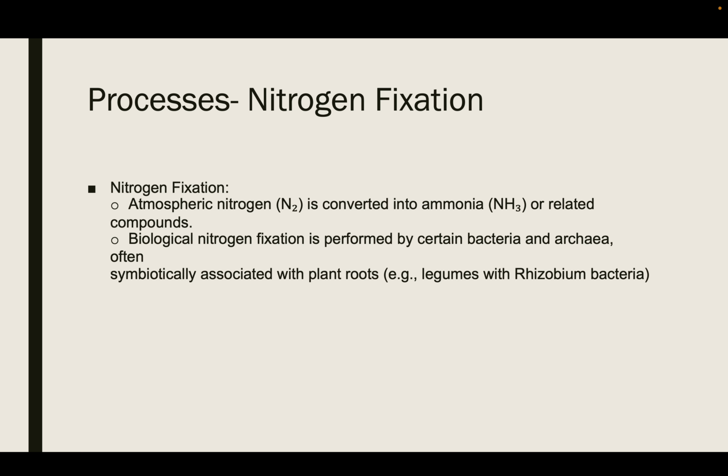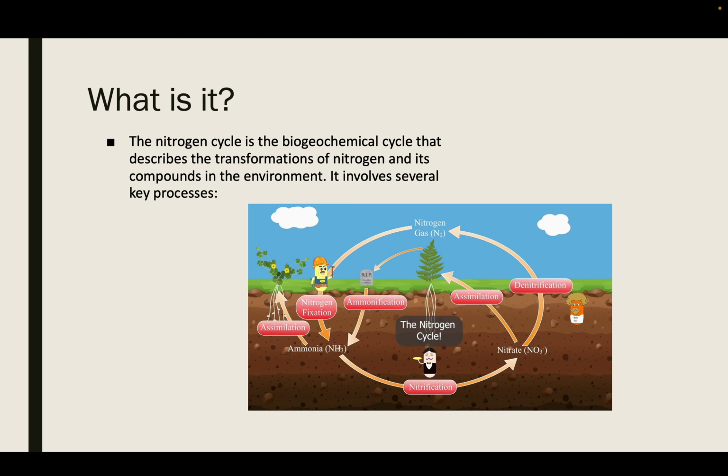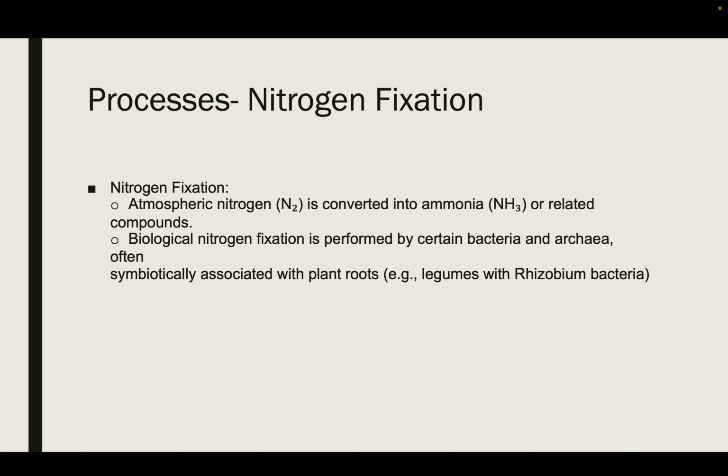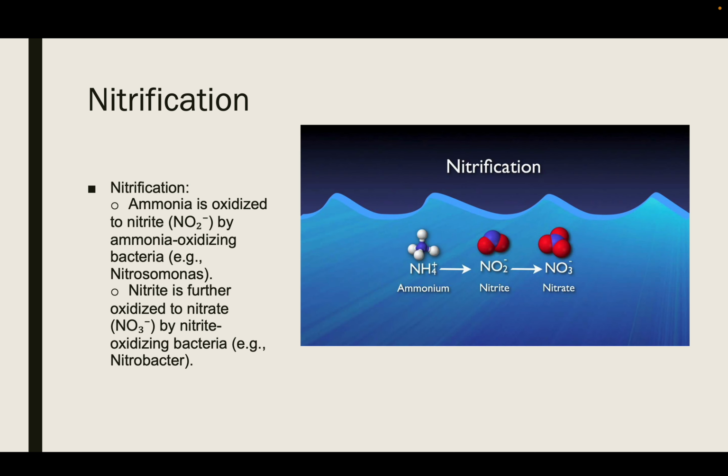Atmospheric nitrogen, or N2, is converted into ammonia, NH3, or related compounds, and biological nitrogen fixation is performed by certain bacteria and archaea, often symbiotically associated with plant roots. Examples are legumes or rhizobium bacteria. So right here it'll be converted into ammonia, NH3, and from ammonia it will go into the process of nitrification.